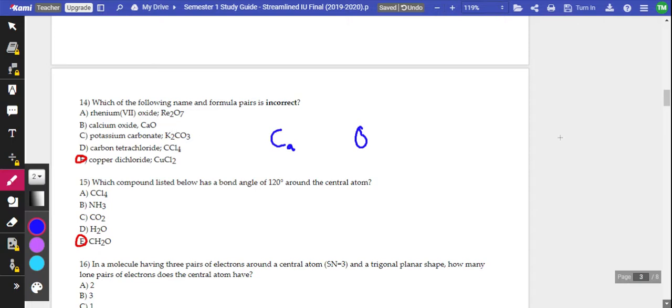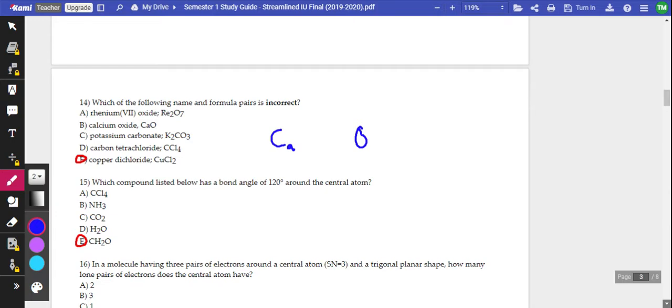Potassium carbonate. Carbonate is a polyatomic ion with a negative 2 charge, which is why we need 2 positively charged K potassium ions to cancel out that charge. And carbon tetrachloride is covalent. The prefix tetra tells us 4. We don't use mono on the first element, it's just tradition. So carbon tetrachloride is talking about 1 carbon, 4 chlorines. So what's that leave? Copper dichloride.